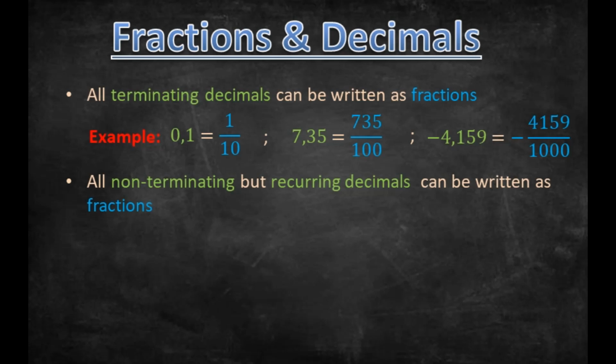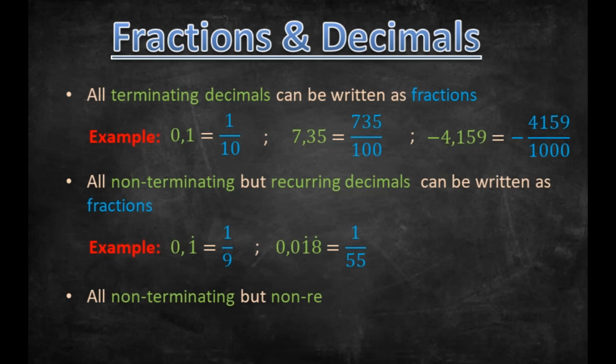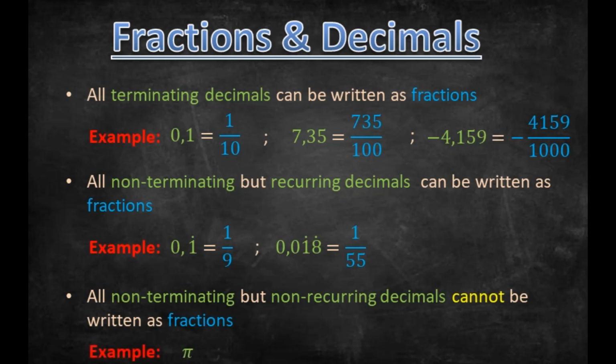Then secondly, all non-terminating but recurring decimals can be written as fractions. For example, 0,1 recurring can be written as a ninth. 0,018 recurring can be written as 1/55. Then thirdly, all non-terminating but non-recurring decimals cannot be written as fractions. Examples are pi, the square root of 2, the square root of 5, etc.